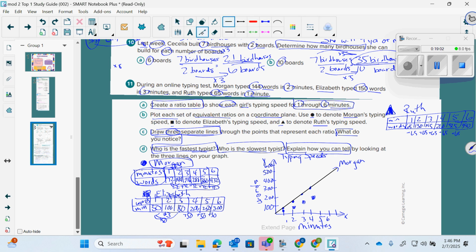I'm just running out of time. But the more plots you have, the more accurate your graph will be. Again, don't forget to put an arrow at the end. This one was for Elizabeth.